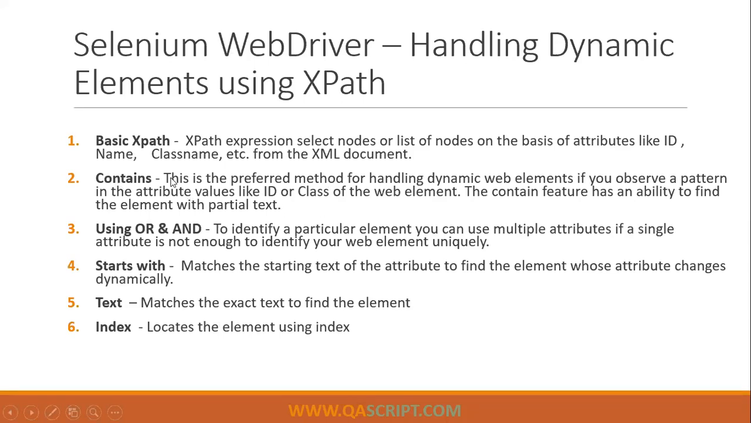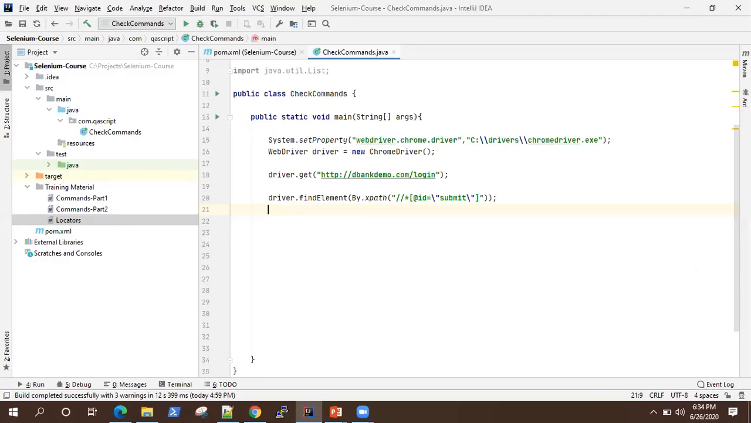Looking at the next item, which is the contains method, it's the preferred way of handling web elements whenever you observe a certain pattern which is repeating for different attribute values of that web element. If you observe any specific pattern which is repeating, you can always use contains, and it has the ability to find the element even if you provide a partial text of that particular value. So let's see how we can use this contains method to find an element.